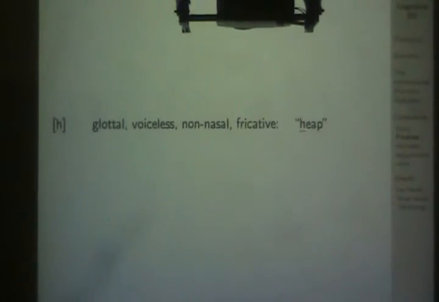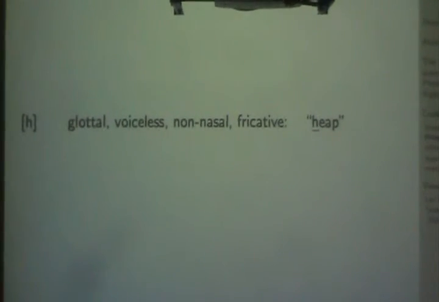There's one last fricative. It's found in English. It's produced by just tightening up the back of your throat and blowing air through it. It's voiceless. It's non-nasal. I'm going to call it a glottal fricative. And the transcription symbol is a lowercase h, the same thing that's often used to spell it.